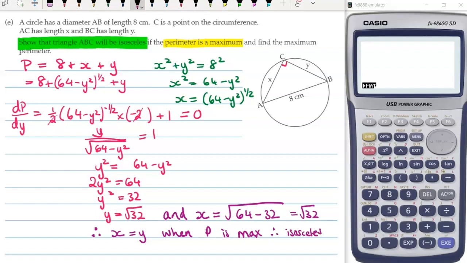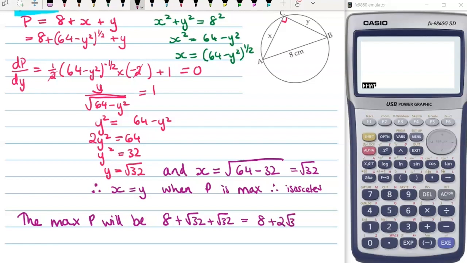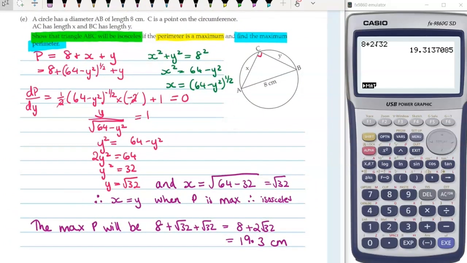And then the final thing is to find the maximum perimeter. So we're putting it into this equation just here. So 8 plus root 32 plus root 32. So 8 plus 2 root 32 makes 19.3 centimeters. There we go. We're all done.